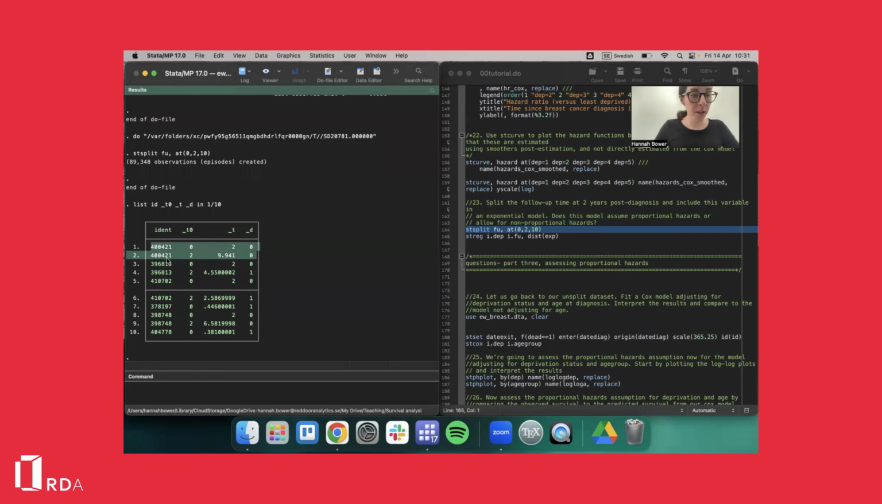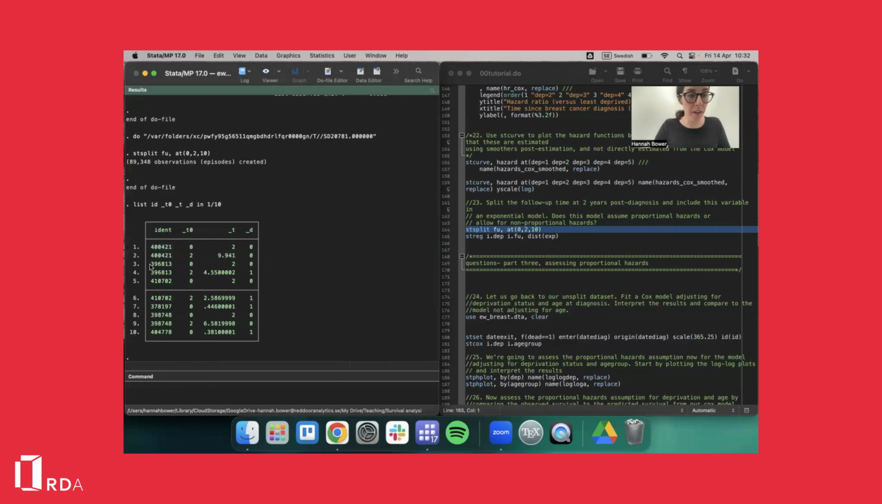So for this first individual, the first line represents the part of the time where we follow them from 0 at diagnosis until 2 years. And at that point, they were censored. They didn't have an event of interest. The second line shows where we follow them from 2 years, so at this split point, until their exit time at 9.941 years, at which point they also were censored. They didn't have an event, or they didn't die at the end of their follow-up.